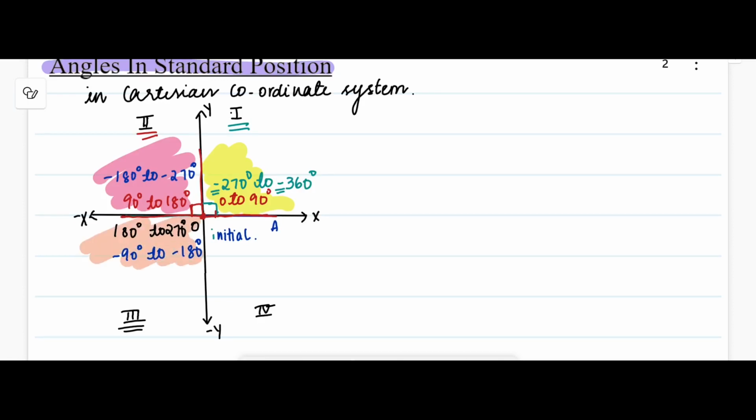And at last, for the fourth quadrant, when the ray is rotating in an anti-clockwise direction and when its final position falls anywhere between 270 degrees to 360 degrees, it is said to be in the fourth quadrant. When it is rotating in a clockwise direction, when its angle falls anywhere between 0 degrees to minus 90 degrees, it is said to be in the fourth quadrant, this part of the quadrant.